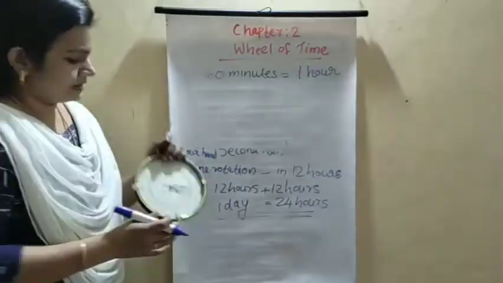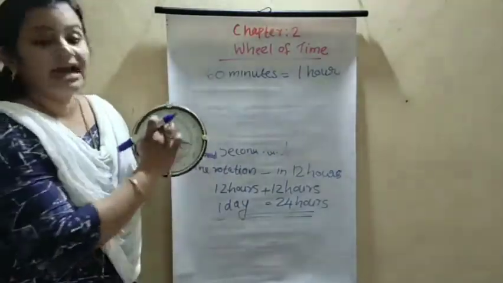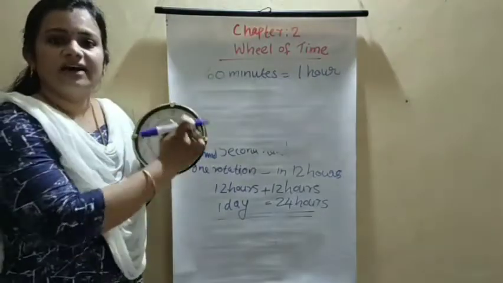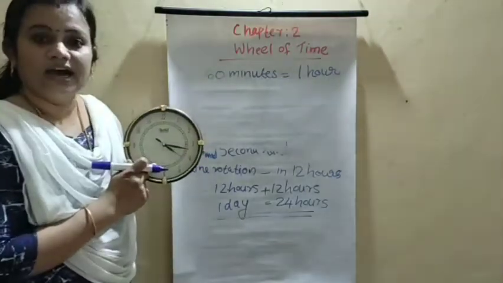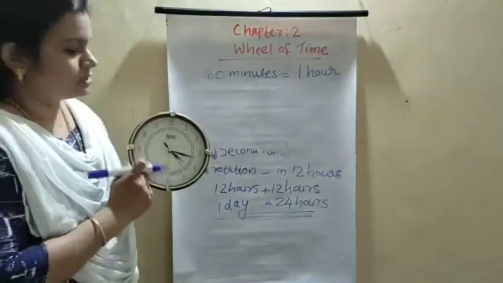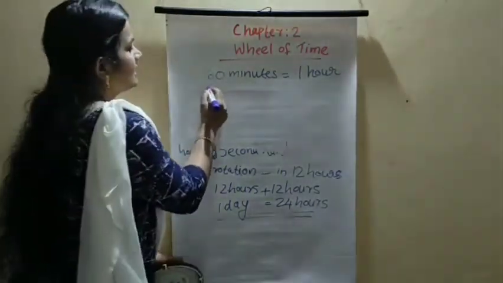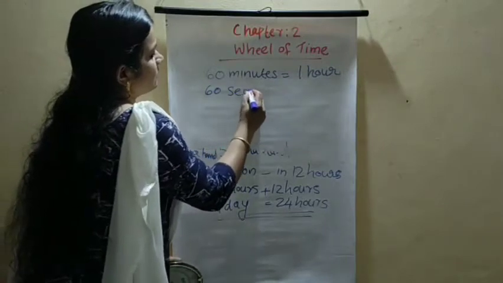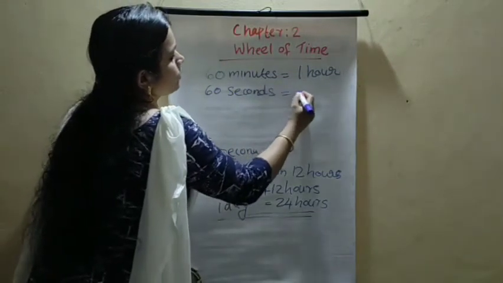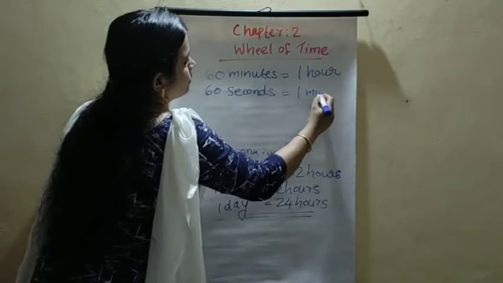Understood? In the same way, the second hand completes one rotation in what? 1 minute. This is also 60 small markings. So we can write 60 seconds equals 1 minute.